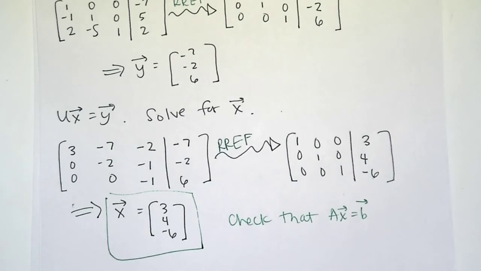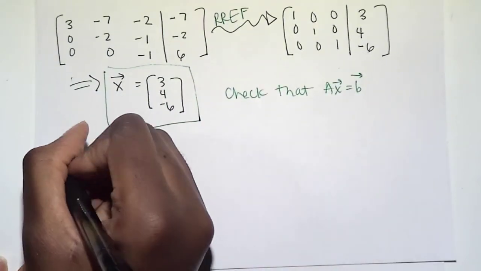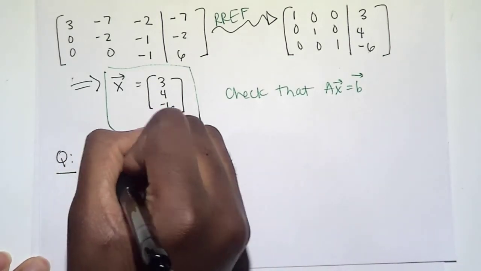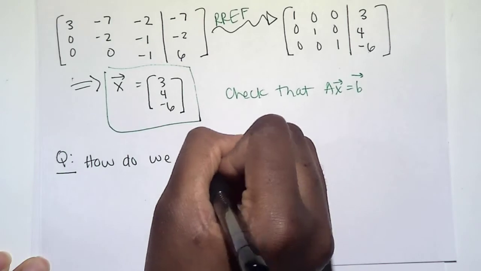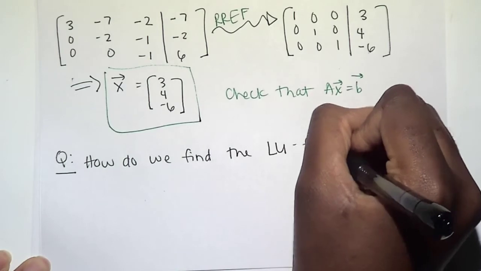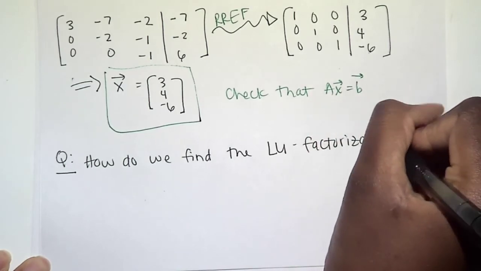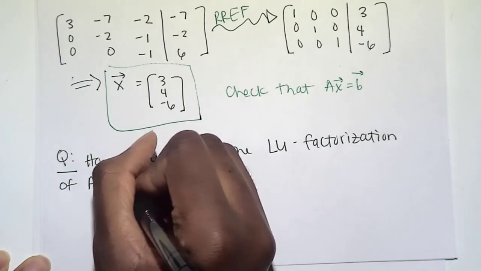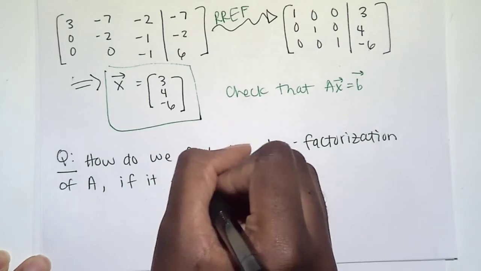All right, so we've solved this system, but we skipped an important part. How did we know that this was the LU factorization? So let's talk about how do we figure that out. So I have a question for us. How do we find the LU factorization of A if it exists, because it may not?